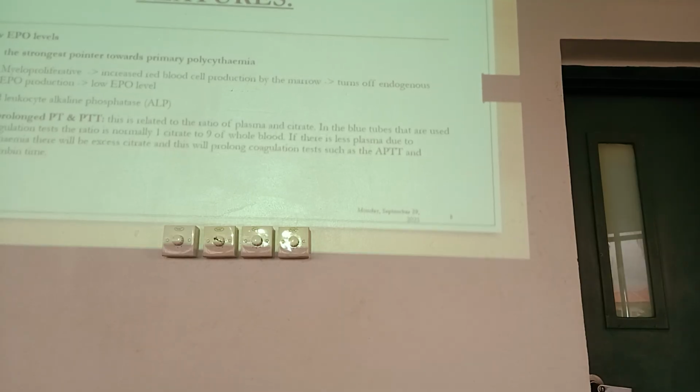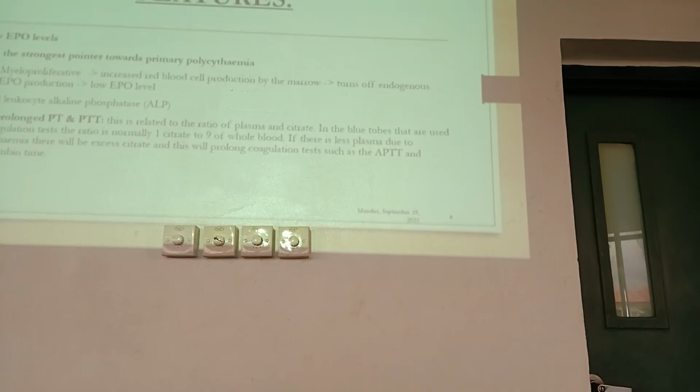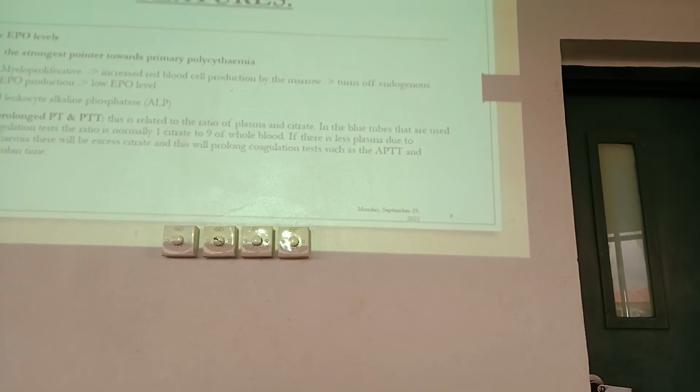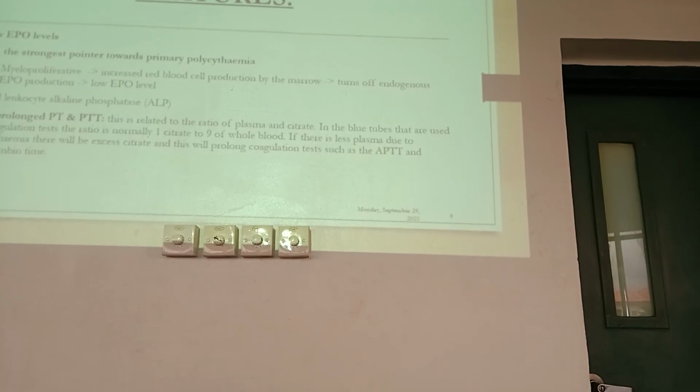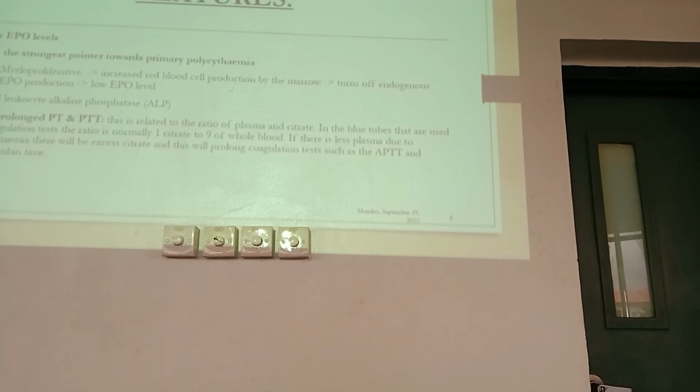But if you do APTT, it may be mildly prolonged, because you have plenty of red cells relative to plasma, so it's going to distort the 1:9 ratio of the plasma to the whole blood and the red cells, and that's the explanation for it. So it is not that the patient has an abnormal bleeding disorder.